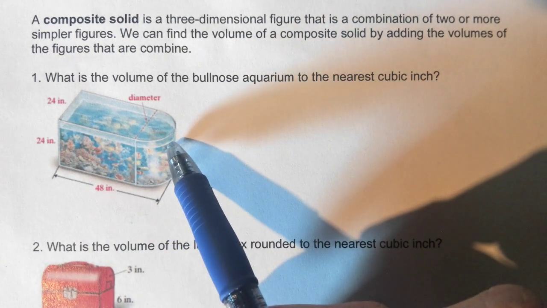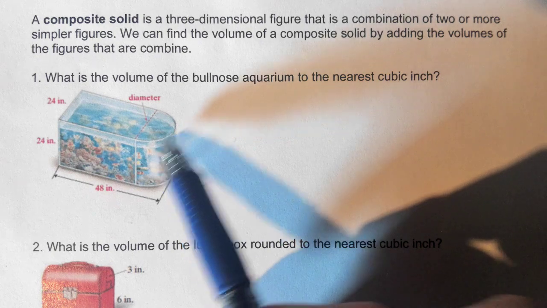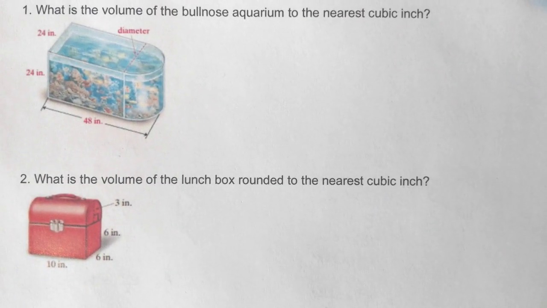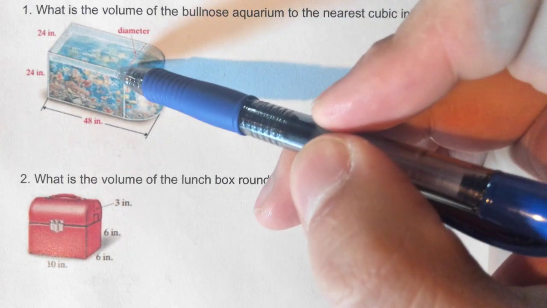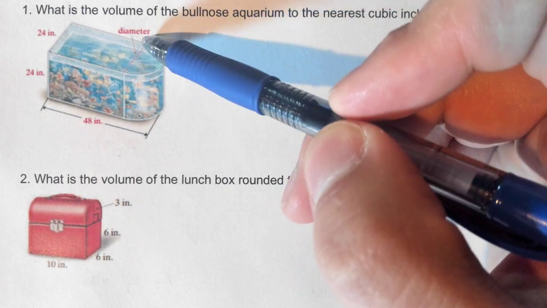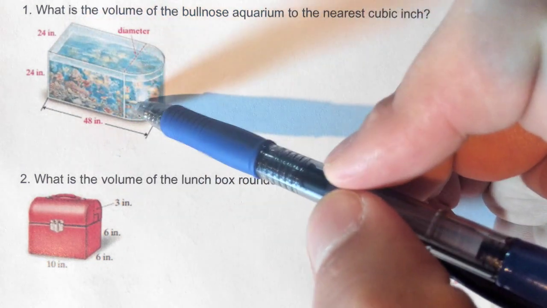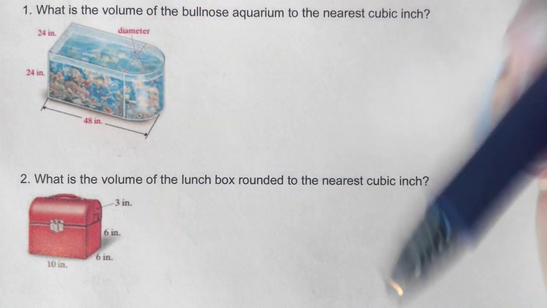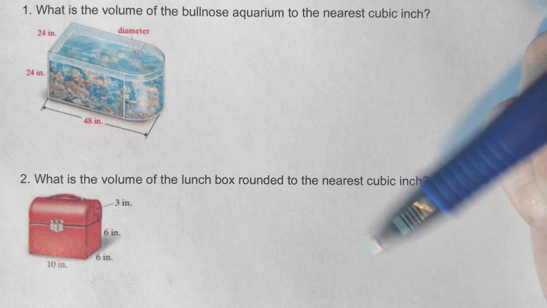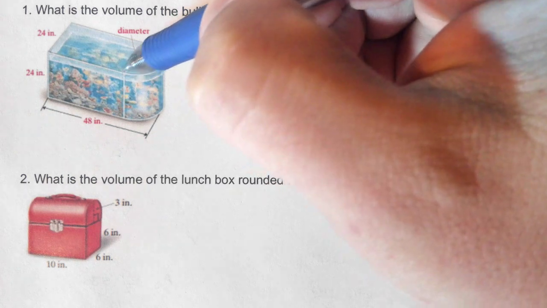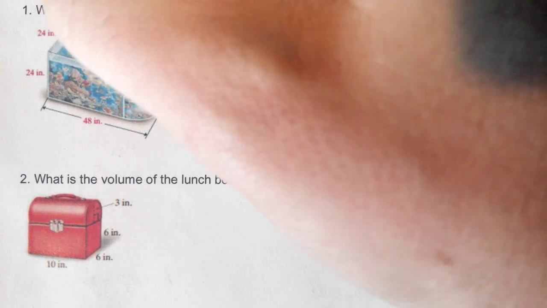Okay, so we've got a bullnose aquarium right here. We want to find the volume of that aquarium to the nearest cubic inch, so we're going to round it to the nearest inch. So looks like they kind of give you a hint here. We're going to separate it into a rectangular prism and then half of a cylinder over here on this side. Okay, so one thing you need to recognize is the diameter of that circle is 24, so the radius, if that goes straight across, would be 12, right?